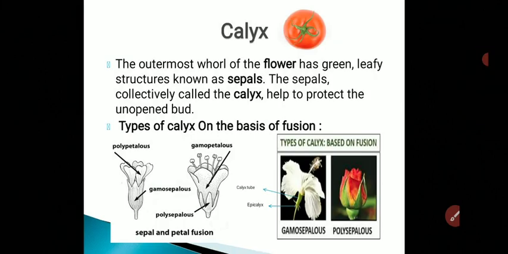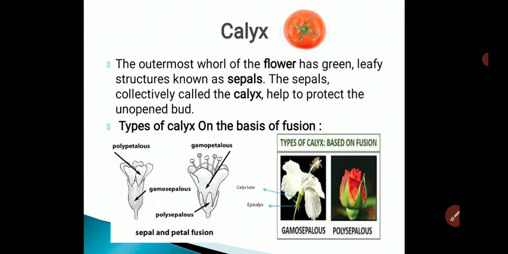Calyx is the outermost whorl of the flower, formed by sepals. It is known as an accessory or non-essential whorl. The sepals are generally green in color and they protect the flower in bud condition. The calyx shows variation in shape, size, color and duration. Here I have represented a fruit structure where the persistent calyx is found. This is the example of tomato.